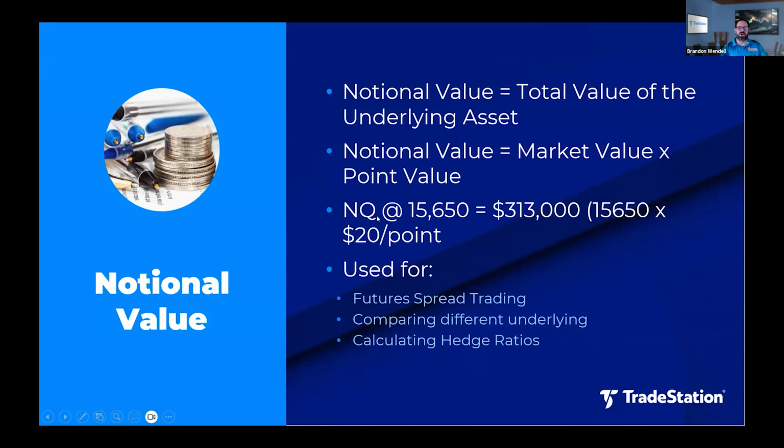When I was looking at this at one point, the NASDAQ was at 15,650. Well, it was actually valued at $313,000. So the value has gone up. We went from 15,650 points to 19,000 points. We went from a value of 313,000 to trading over $397,000 worth of stock.